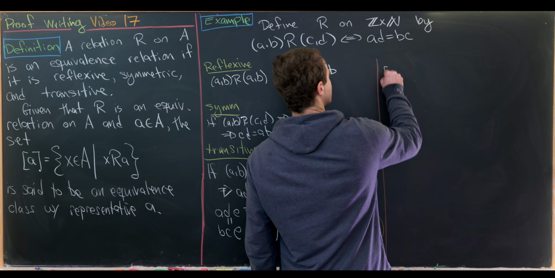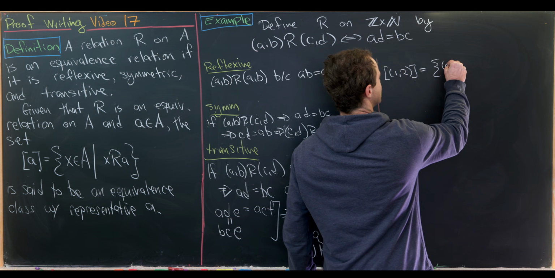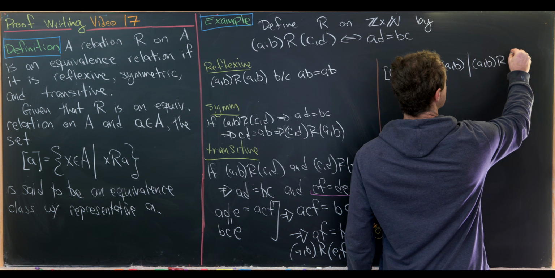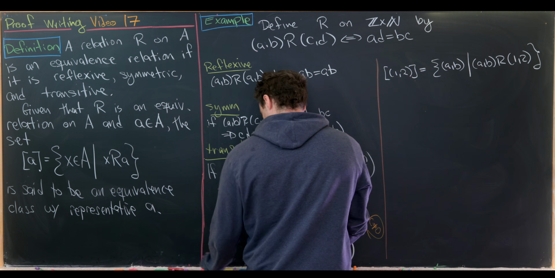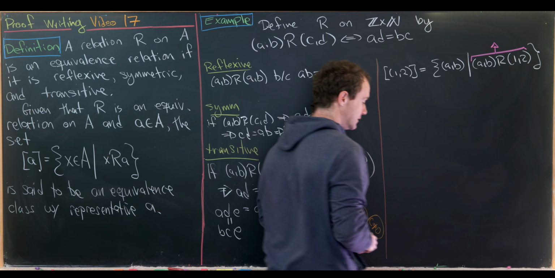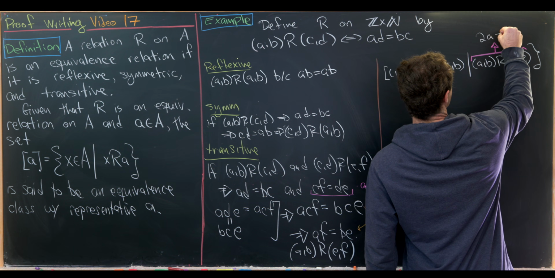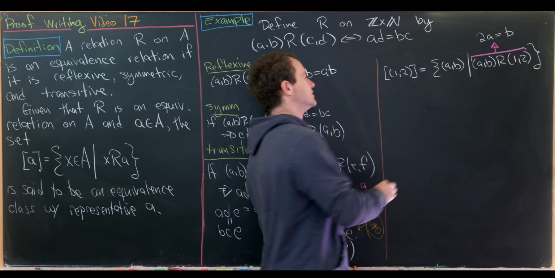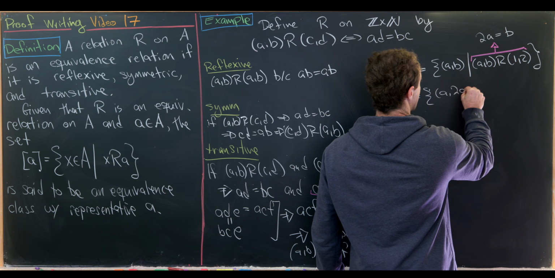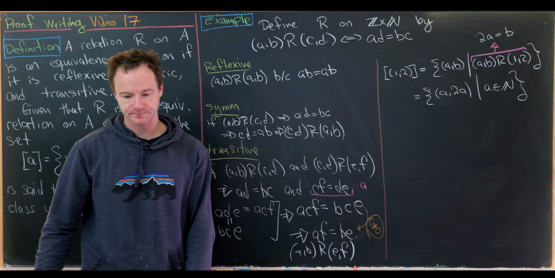So let's look at the equivalence class of the ordered pair (1, 2). That's going to be all ordered pairs (A, B) such that (A, B) is related to (1, 2). But let's recall, what does it mean for (A, B) to be related to (1, 2) by our given relation? That means that 2 times A is equal to B. So in the end, that'll give us everything of the form (A, 2A), as A runs through all natural numbers.